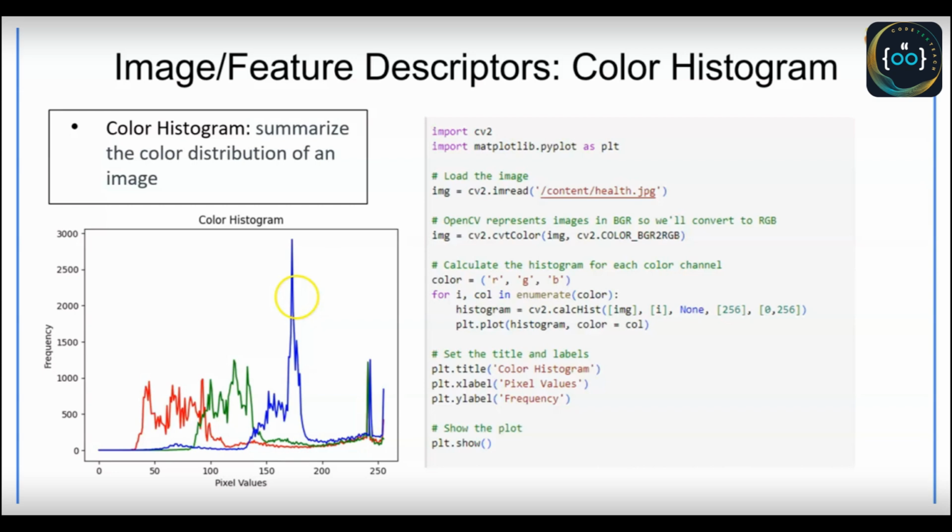Color histograms are widely used in tasks like image retrieval, image segmentation, and computer vision tasks like object recognition and tracking, as they provide a simple and efficient way to represent and compare images based on their color content.